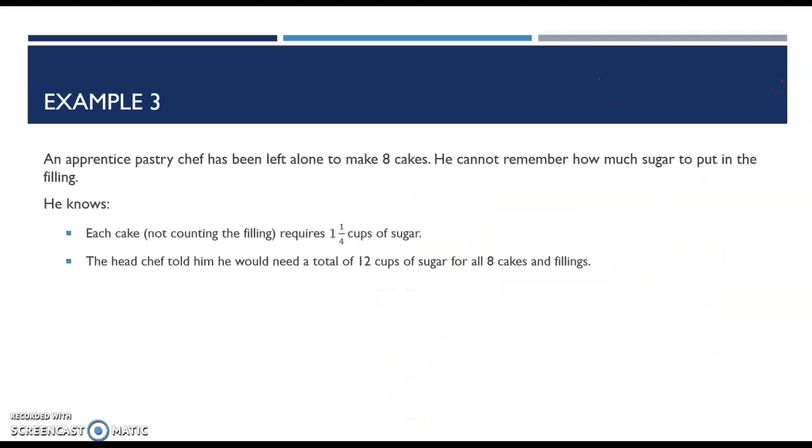All right, last problem. An apprentice pastry chef has been left alone to make 8 cakes. He cannot remember how much sugar to put in the filling. He does know that each cake, not counting the filling, requires 1 1/4 cups of sugar. So without the filling, I know it's going to take 1 1/4 cup, plus whatever our filling is, we'll call that F. The head chef also told him he would need a total of 12 cups.